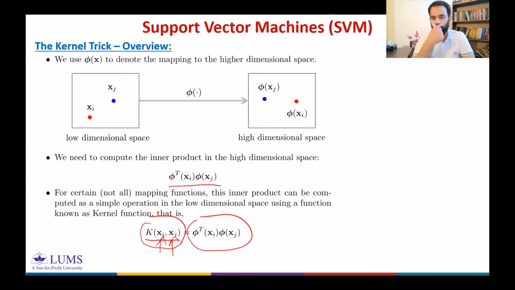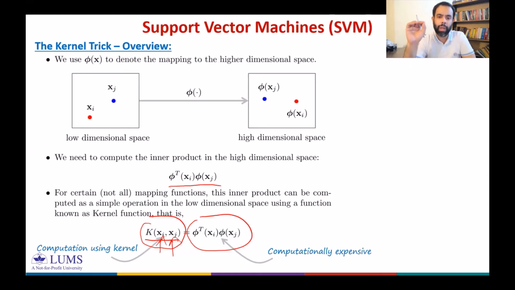So that is the whole idea of this kernel trick. This inner product in the higher dimensional space is computationally expensive. And we can carry out this computationally expensive operation in the low dimensional space using this kernel, capital K. Right?